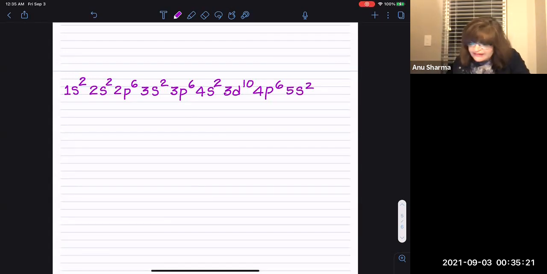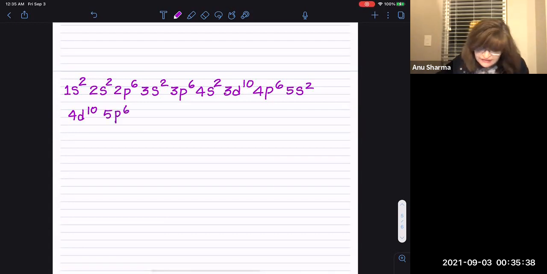After 5s comes the 4d. So let's come down here, 4d. D can hold a maximum of 10 electrons. Then after 4d comes 5p, and 5p holds 6. After 5p comes 6s. So this is where all this overlapping is happening. After 6s comes 4f. So this is the priority.